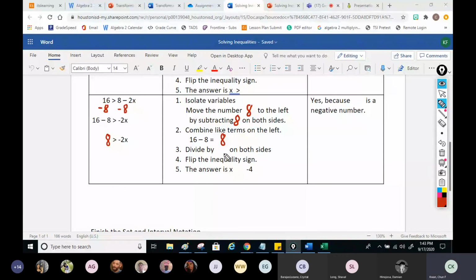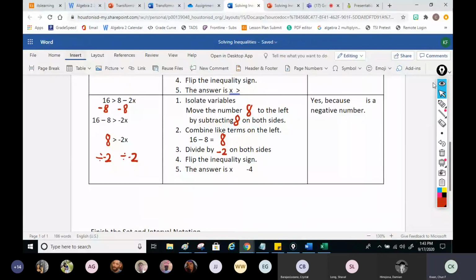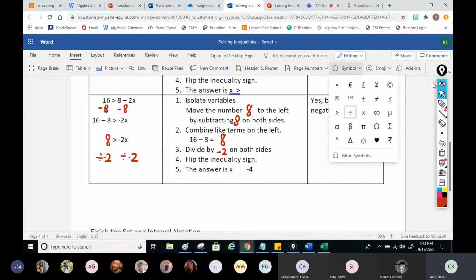All right, and then divided by what on both sides? You have to divide it by -2, okay? So right here, I want you to type divided by -2, divided by -2. And before you ask where is the negative sign, the negative sign is insert, right here, insert, and then go to symbol, and then go to right here.